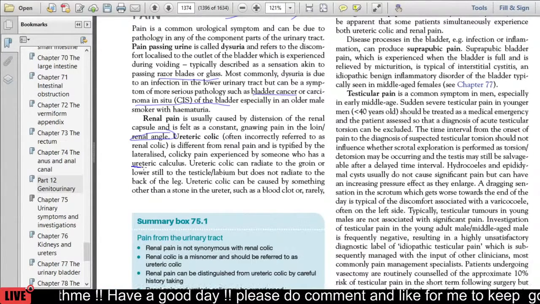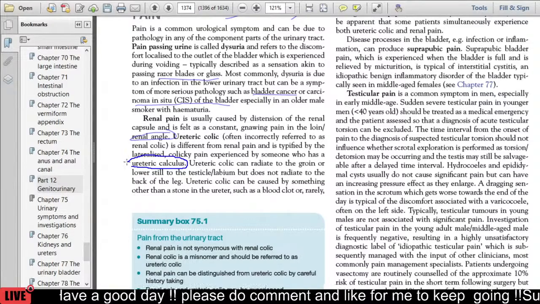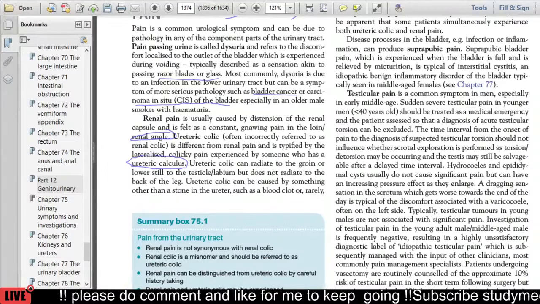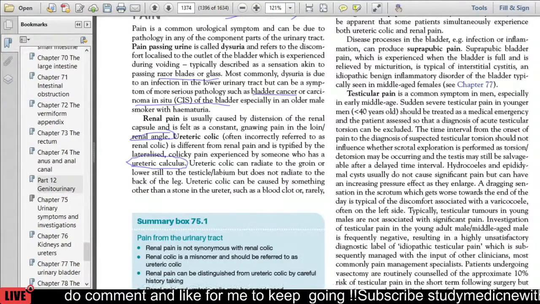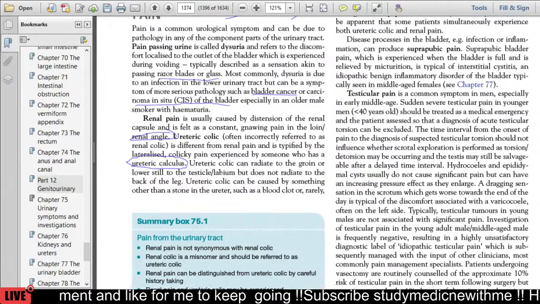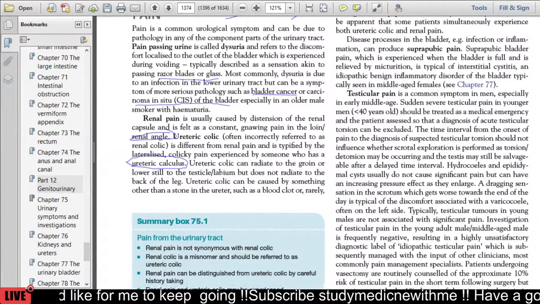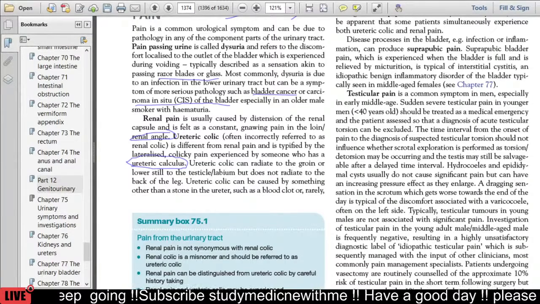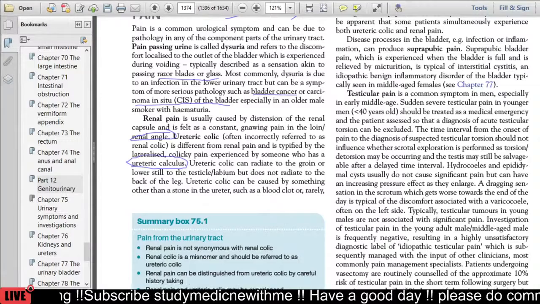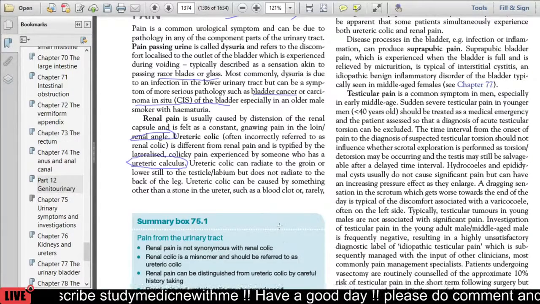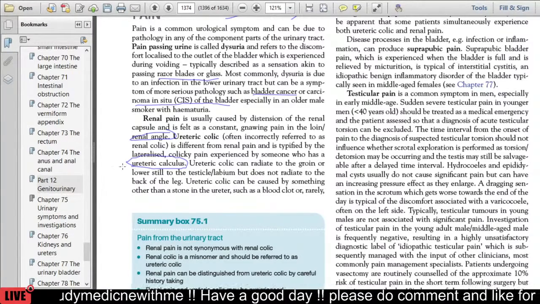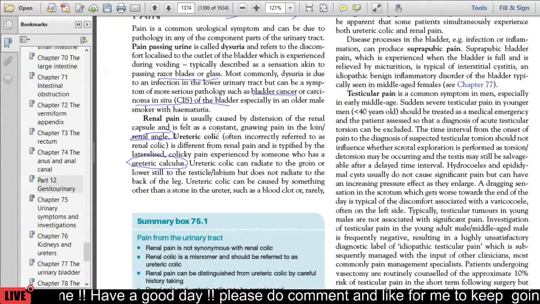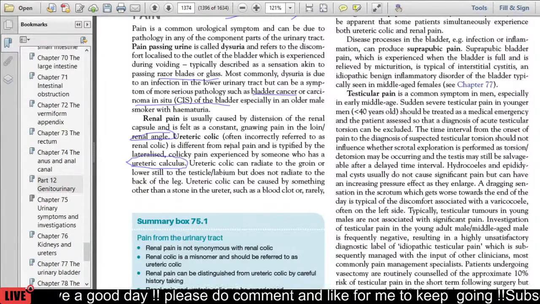So ureteric calculus, I'm going to search about it, just a minute. Ureteric calculus is basically a ureteric stone. I knew that, but I was a bit confused. So ureteric colic is seen in case of a ureteric stone, and it is different from renal pain.